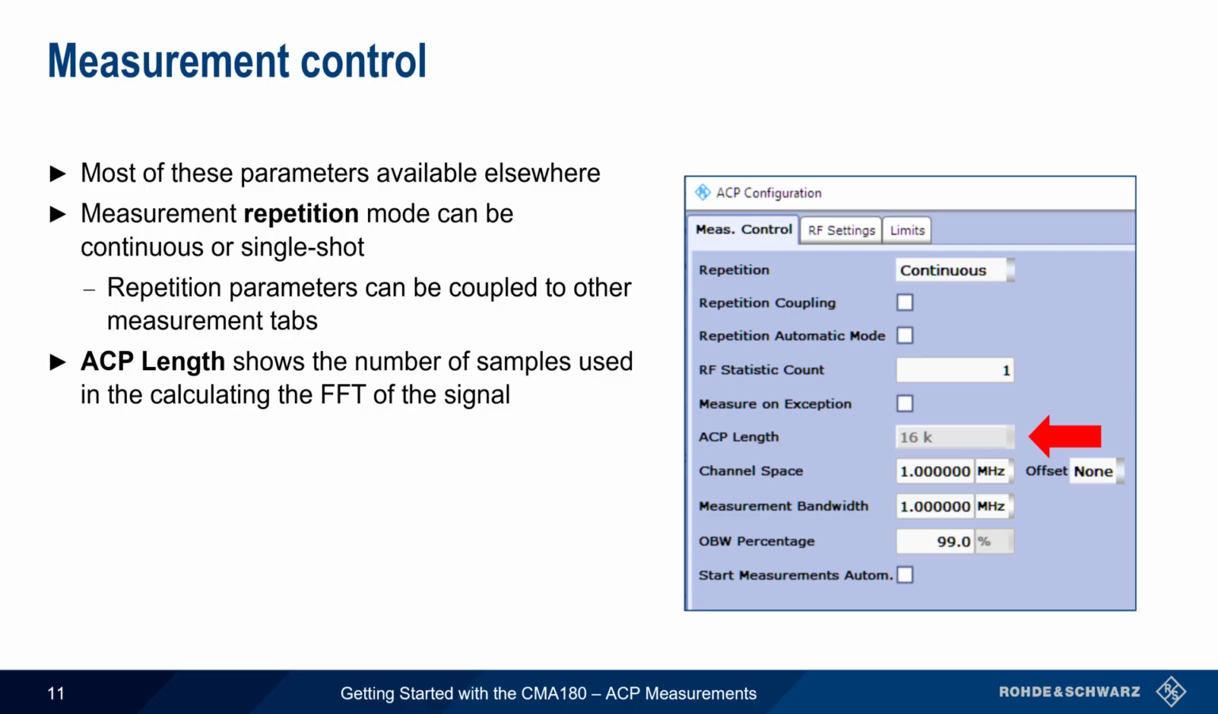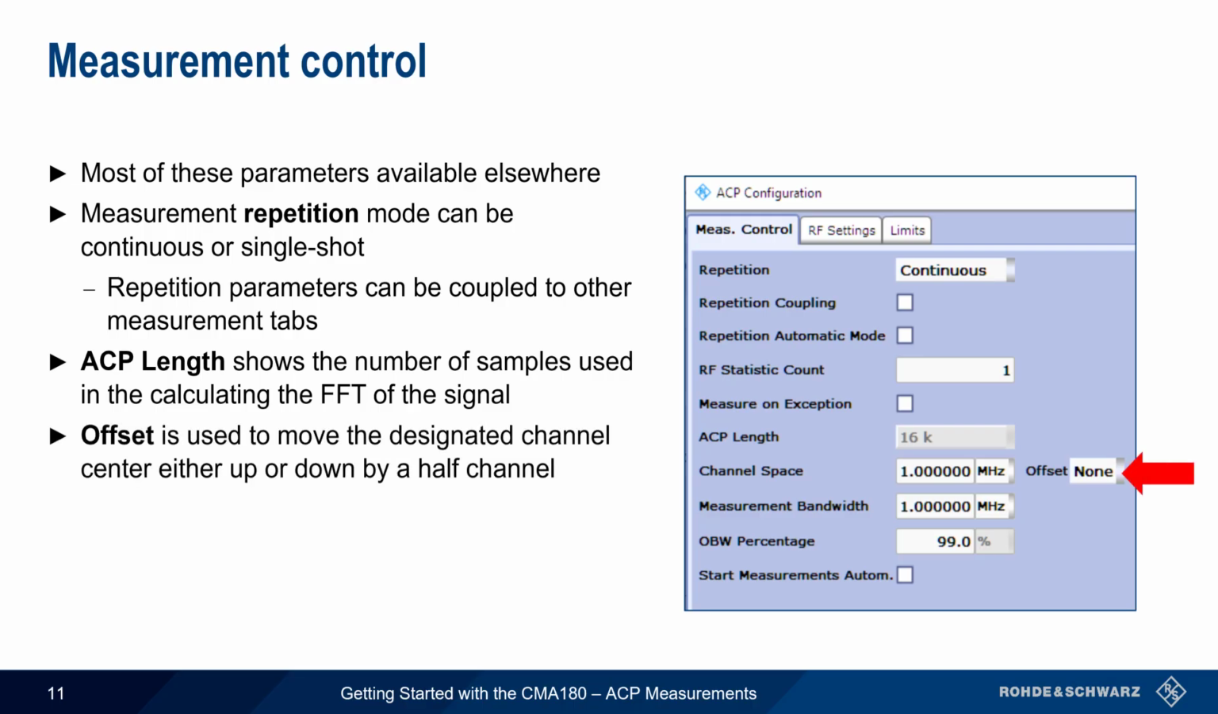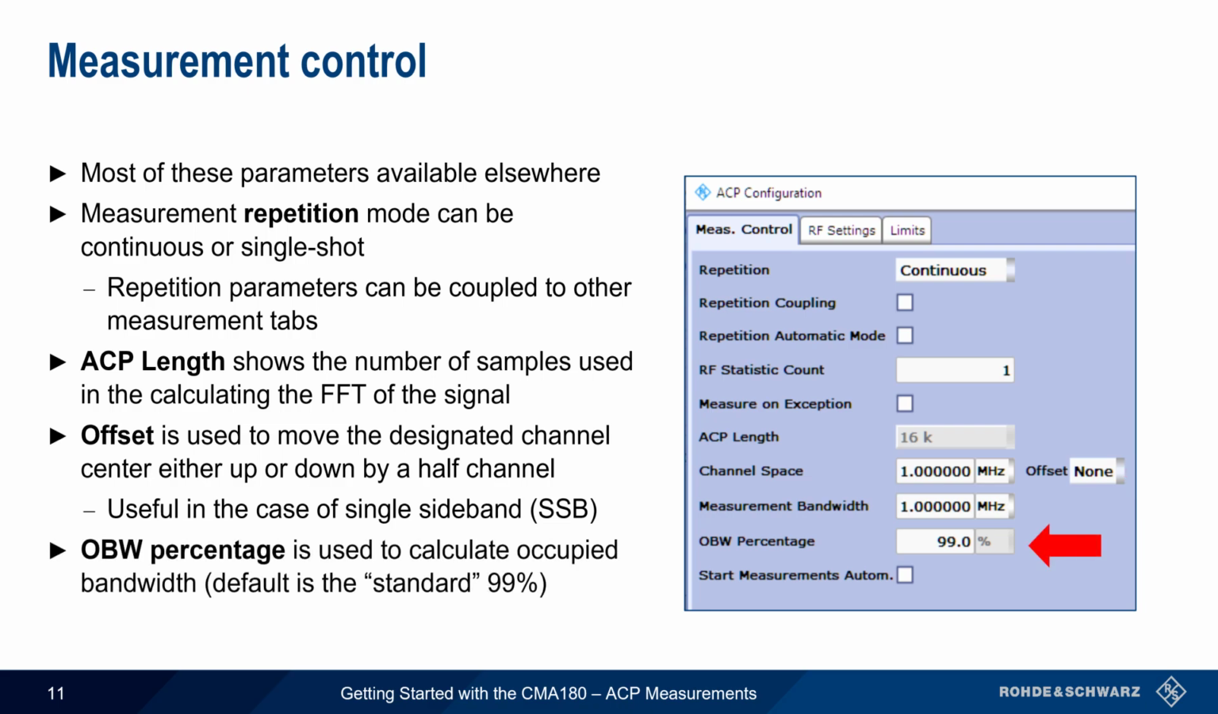Next to channel spacing and measurement bandwidth is the offset parameter, which can be used to move the center of the designated channel either up or down by 1/2 channel. This is useful when making measurements of single sideband modulated signals. And lastly, the occupied bandwidth percentage specifies the percentage of signal power that defines this bandwidth. The default value is the industry standard value of 99%.